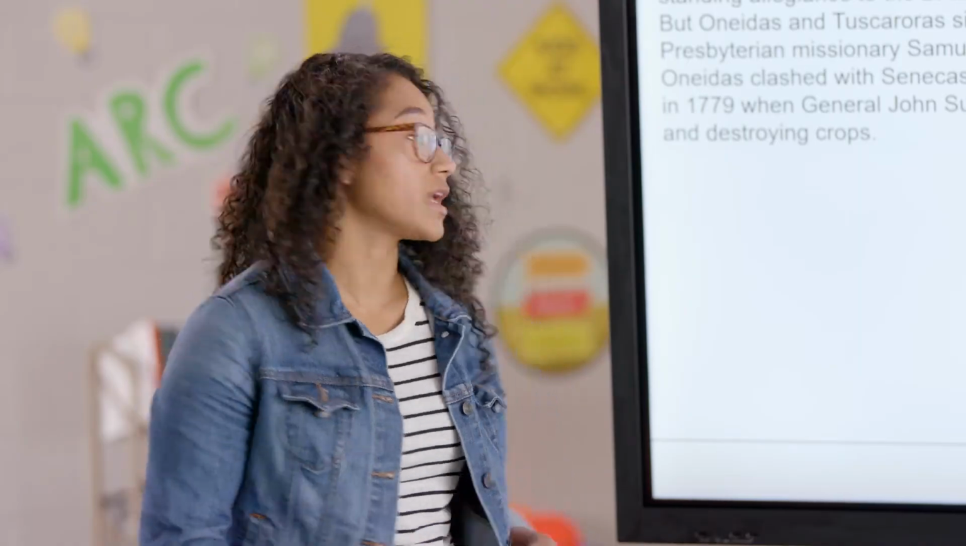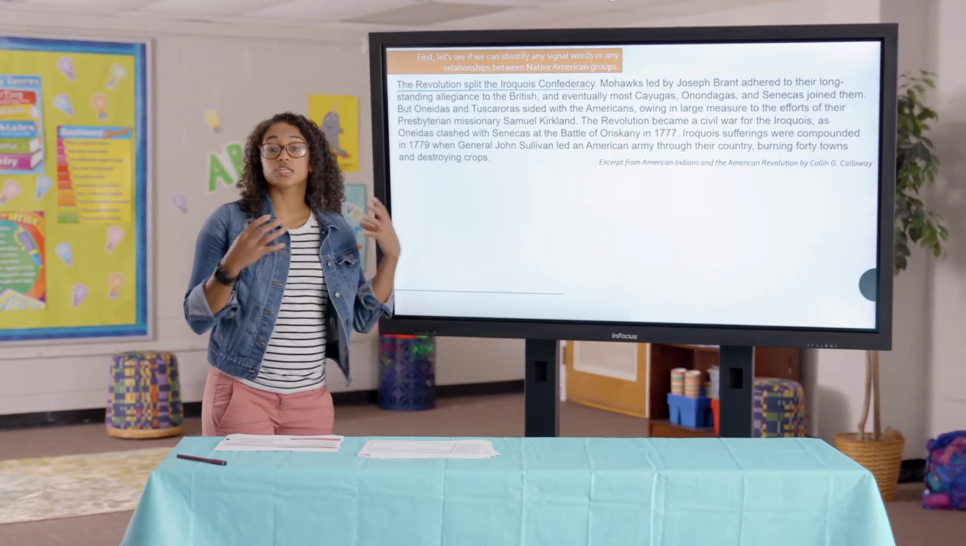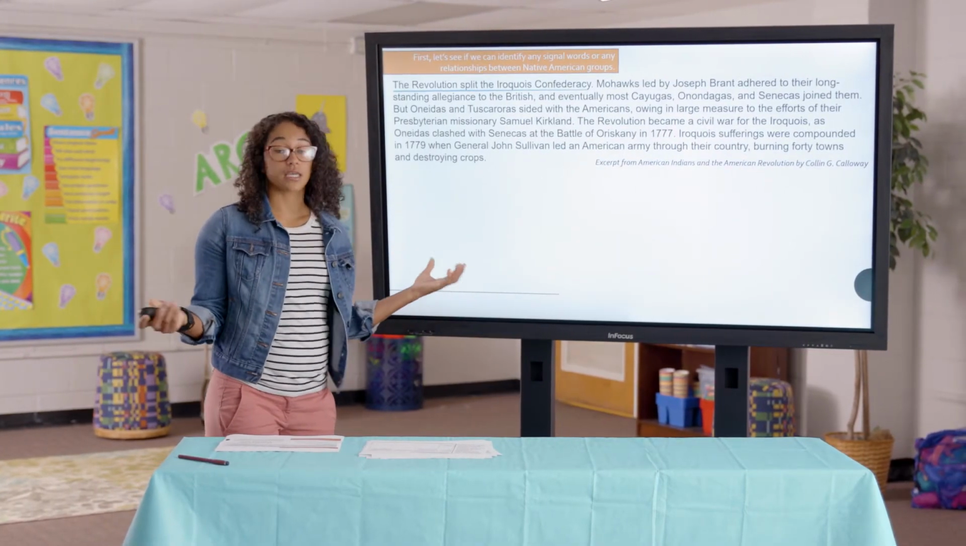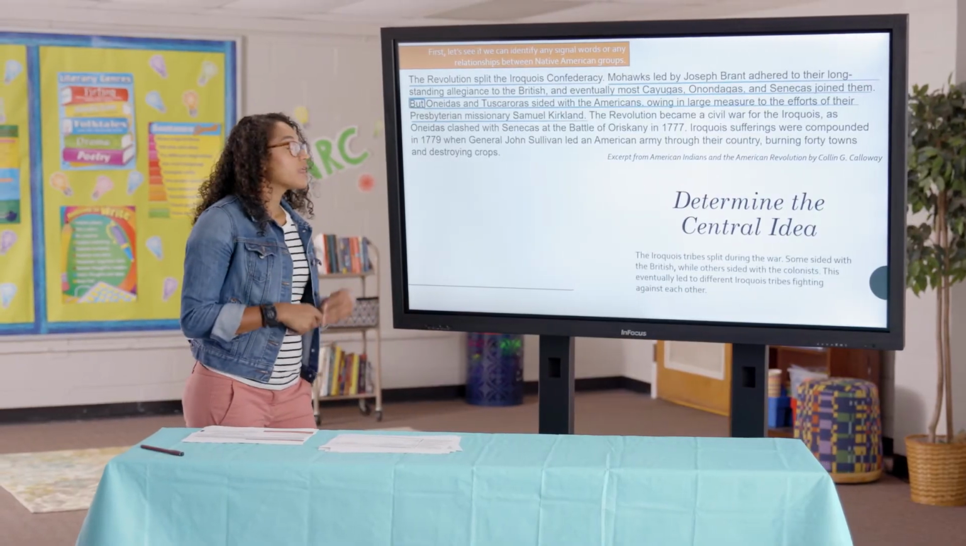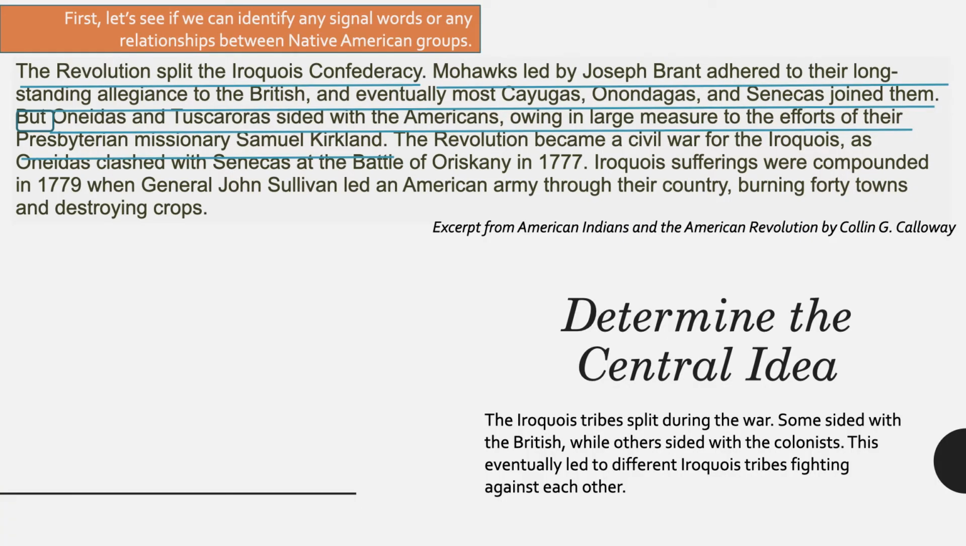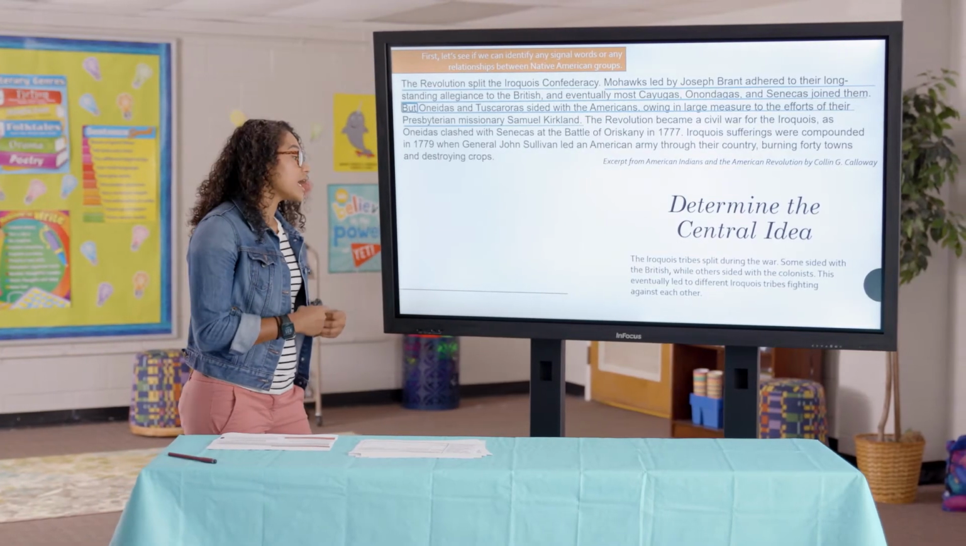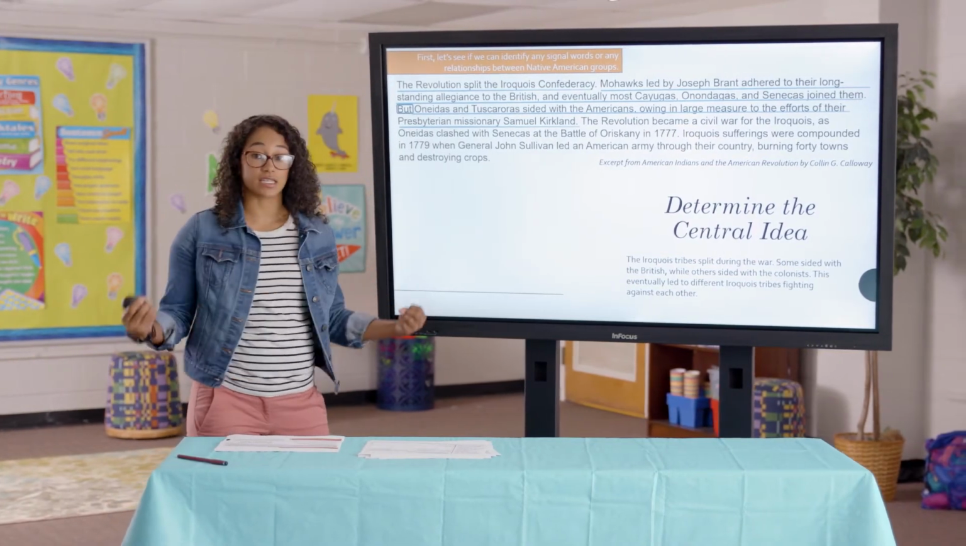So now let's look at the different ways groups were involved in this event. We know that the Revolution split the Iroquois Confederacy. Some of them sided with the British, and others sided with the colonists. And knowing that, let's determine our central idea. The Iroquois tribes split during the war. Some sided with the British, while others sided with the colonists. This eventually led to different Iroquois tribes fighting against each other.